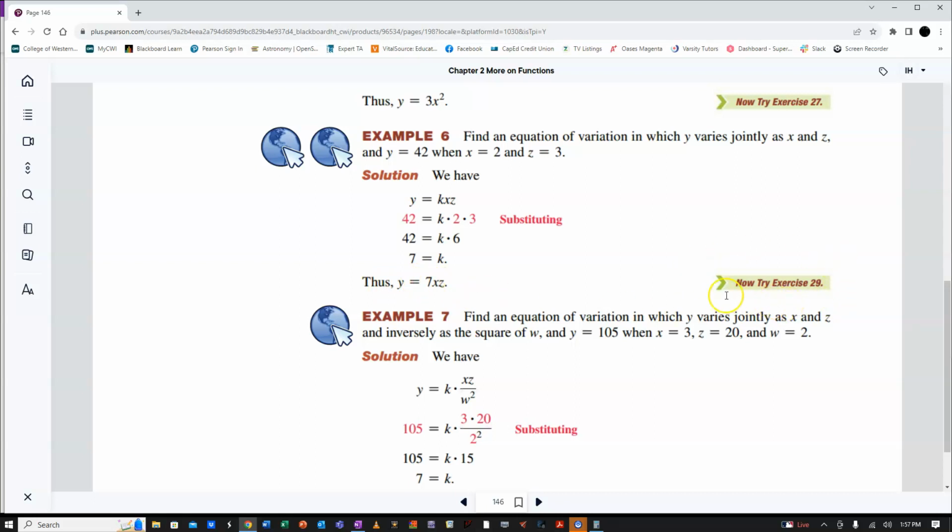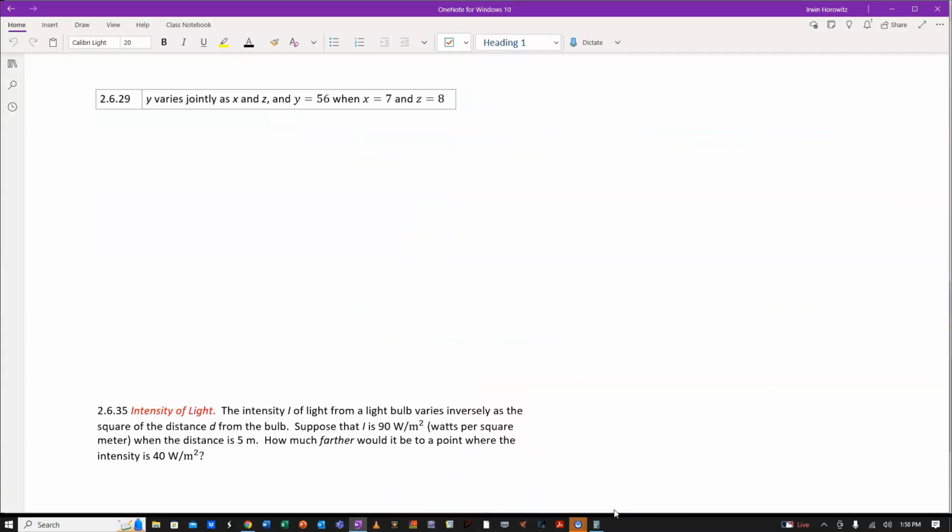We'll now go on and do exercise 29. In this exercise, we are told that y varies jointly as x and z, and y equals 56 when x equals 7 and z equals 8. So again, we need to set it up properly. y equals kxz.